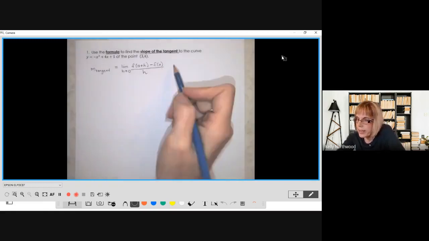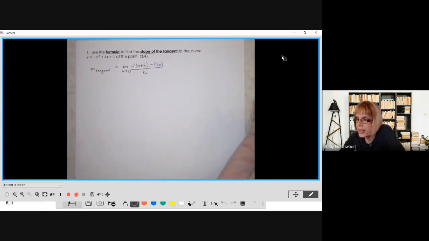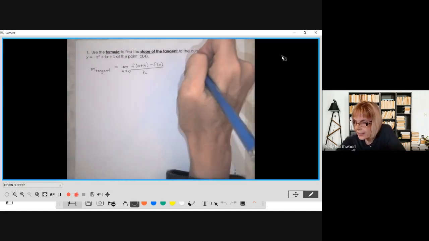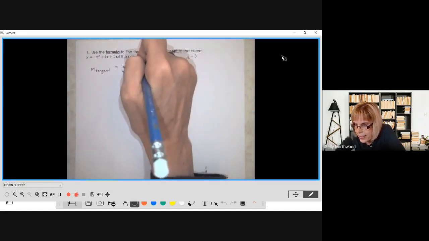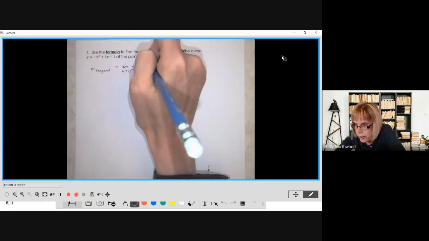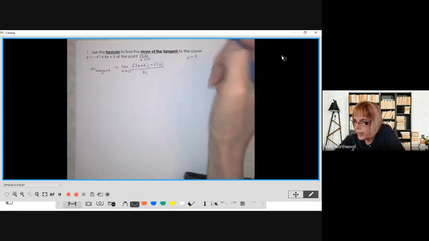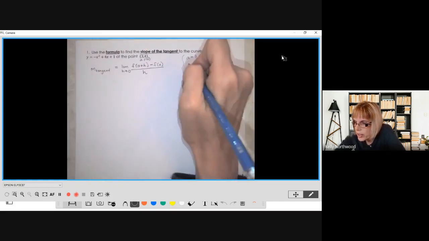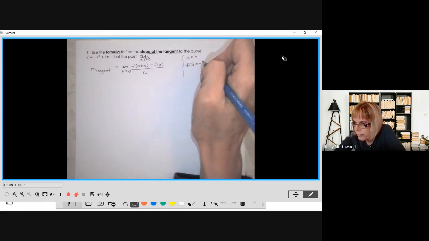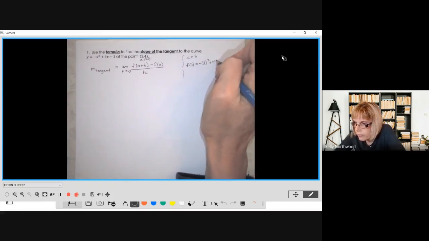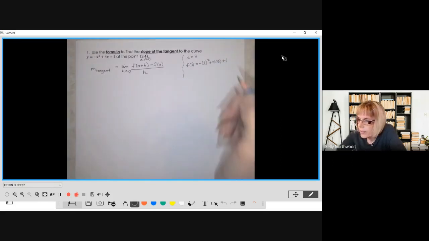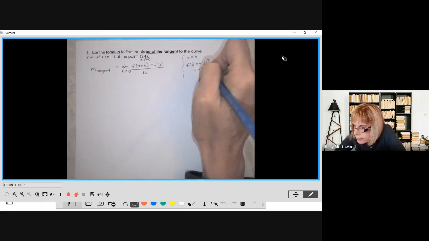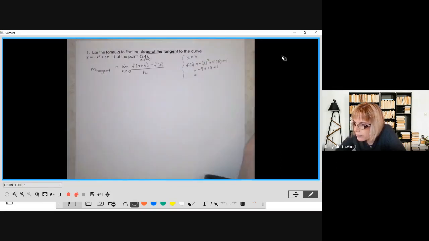Now for this formula and for this specific question, does anyone think that they know what a is? 3. Yes, good. So this is our a here, and this is our f at a, 4. And if I wasn't sure, I could find f at 3 using this defining equation here and make sure that it's 4. Okay, so we do know a and f at a, so that's good.